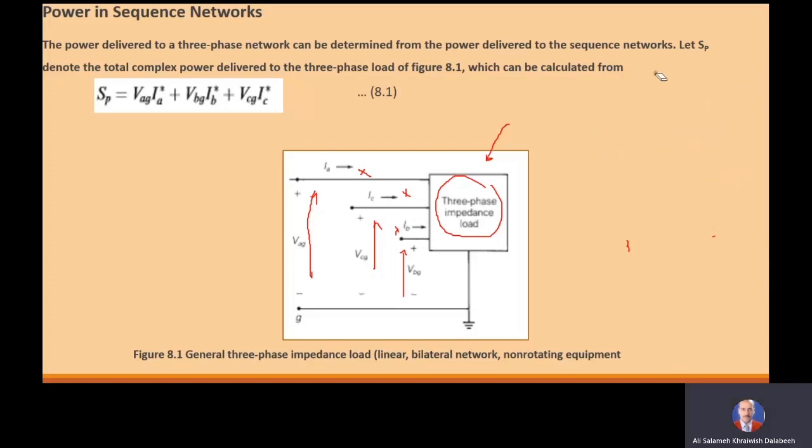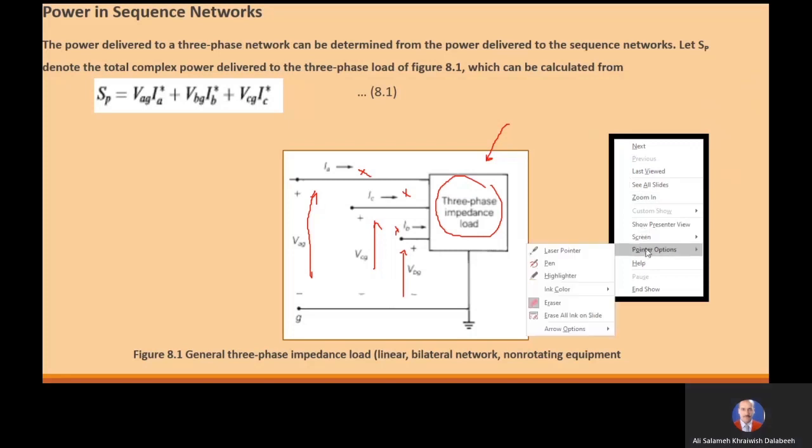This is the first point which I need to clarify: we have a three-phase system and we need to calculate the apparent power in this system. The system may be a load and the system may be a generator. Okay. How to calculate the apparent power in a three-phase system?